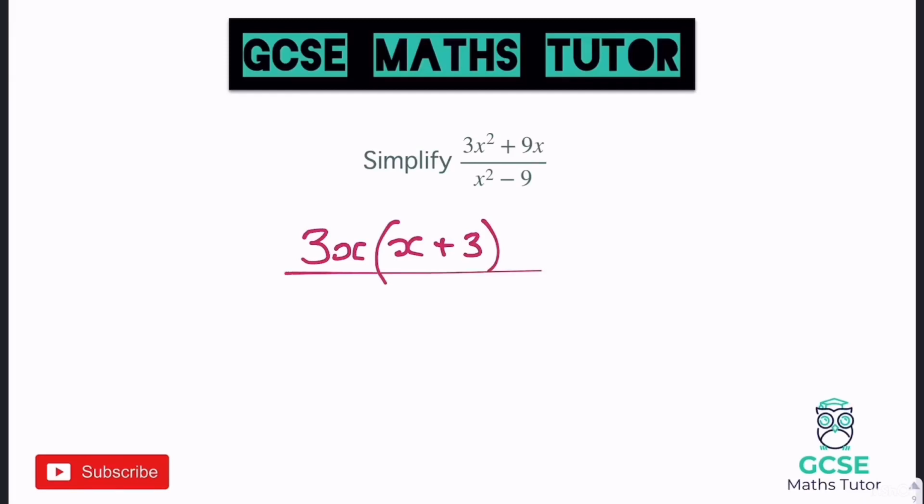Now if we have a look at the bottom, that has a number at the end but no x pieces in the middle, so that's a difference of 2 squares. The factors are 9, it's the 3 and 3, one positive, one negative, that's what cancels it out. So we have x plus 3 and x minus 3.